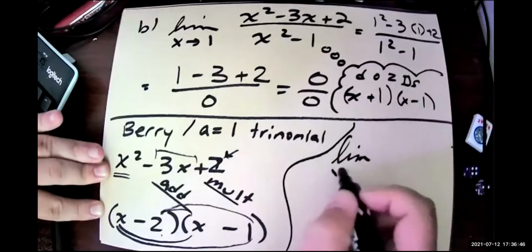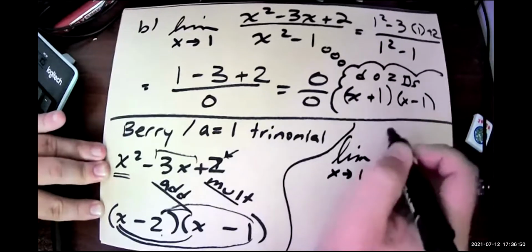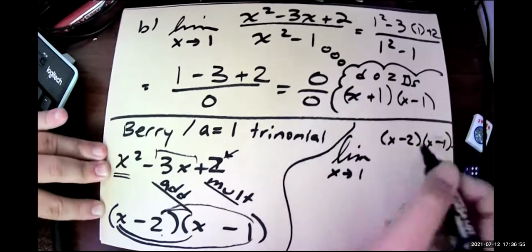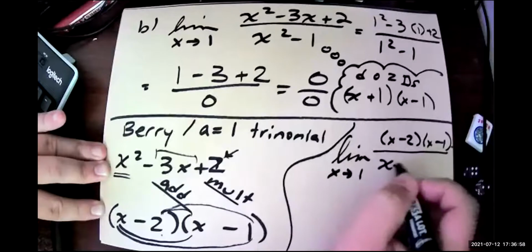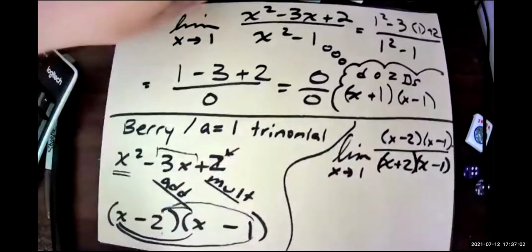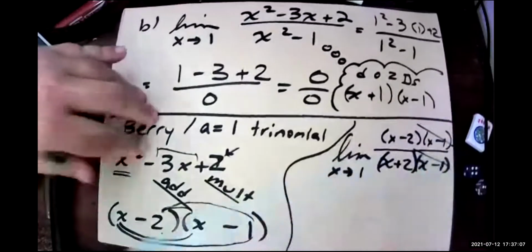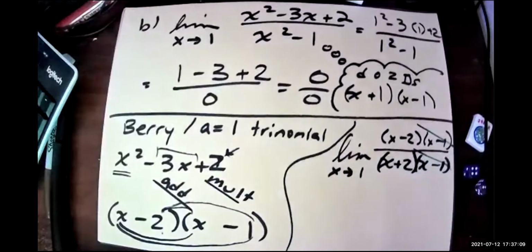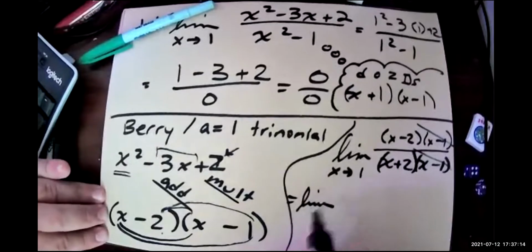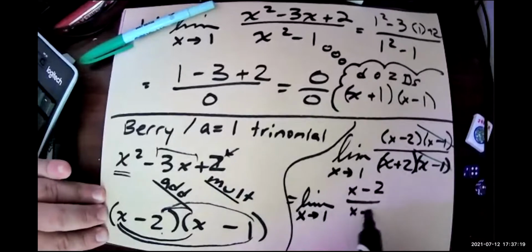It's the limit as x approaches 1 of our numerator over our denominator. And use a little green for emphasis. Can you see the algebra happening here? Right. So now what happens? We have a new limit. The limit will be x minus 2 over x plus 2.